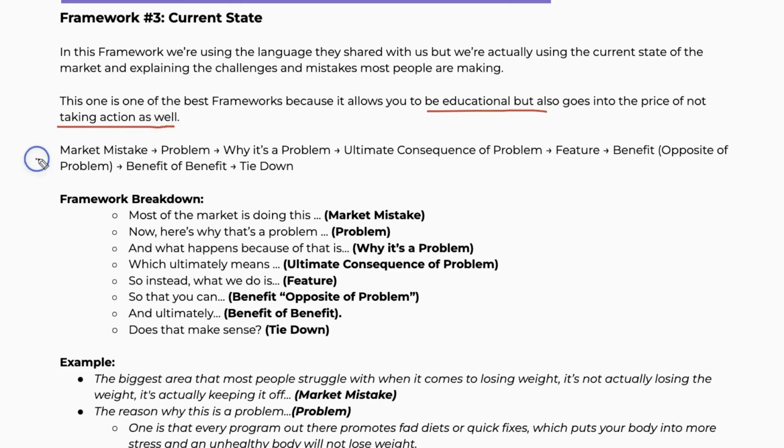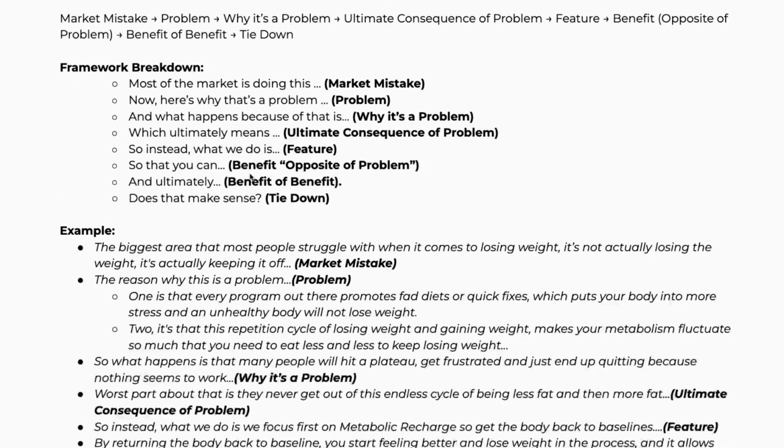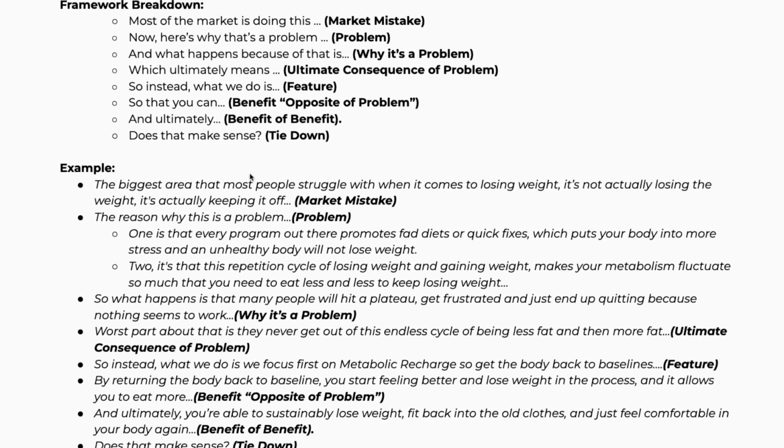So the way this works is you're going to start with the market mistake. Then you're going to go into the problem. Then you're going to explain why it's a problem. Then you're going to explain the ultimate consequences of the problem. Then you're going to go into your feature, which is your pillar. Then you're going to talk about the benefit, which is the opposite of the problem. We're going to inverse the problem. And then we're going to tie the benefit of the benefit, which is going to be an emotional one. And then we're going to tie it down. I know that's a long one, a doozy, but stick with me and the example is going to make sense. You have your framework breakdown up there, but let's walk through this example.